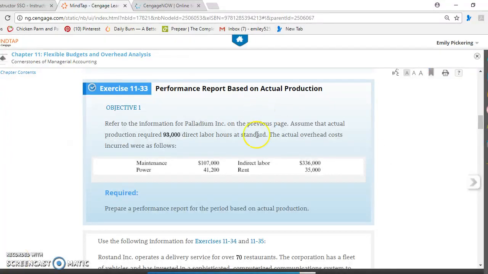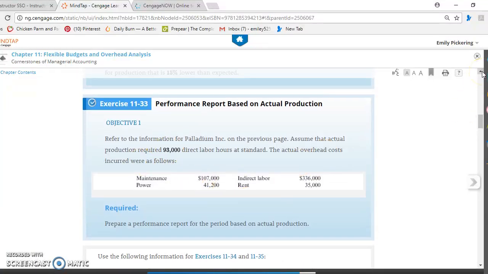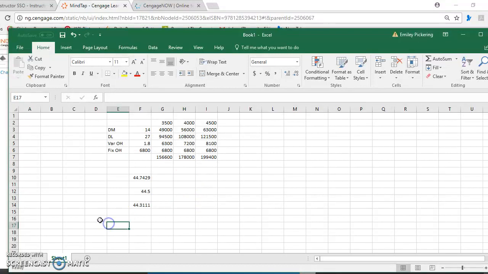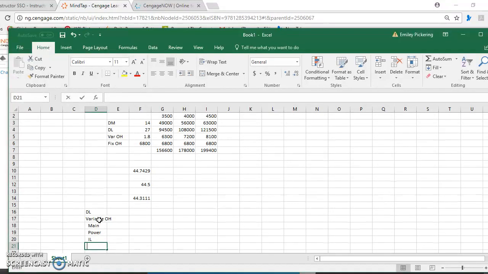So for this one, I'm going to compare my budgeted results with my actual results. So we have actual output of 93,000 direct labor hours, and then we have our various other expenses here. So again, what I want to do is go ahead and set up my Excel, and here's the additional information that you're going to need. So I'm going to set up my direct labor, and then I have my variable overhead, and that includes maintenance, power, indirect labor, and rent. Okay. So then I have my actual results, and I'm going to compare that to what it should have been. And then I get to do my variance.